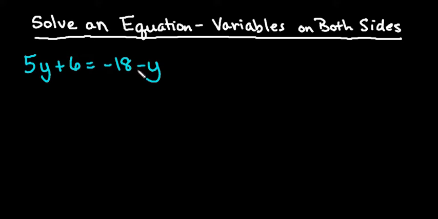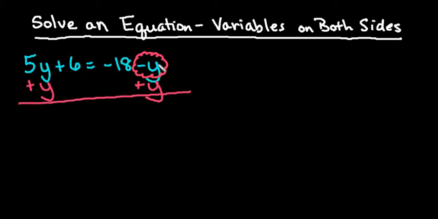So what we want to do is look to see which of our variable terms is smaller, and that's the one I typically tend to move. Since negative y is smaller than positive 5y, I'm going to move it by doing the opposite. The opposite of subtracting y is adding y. Our goal is to get our variable to cancel out on one side so that we only have a variable on one side instead of both sides. So when I do that, I'm left with 6y plus 6 equals negative 18.